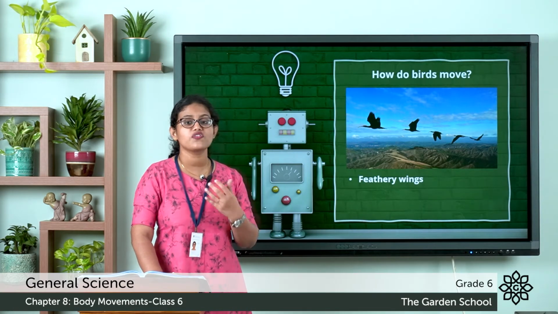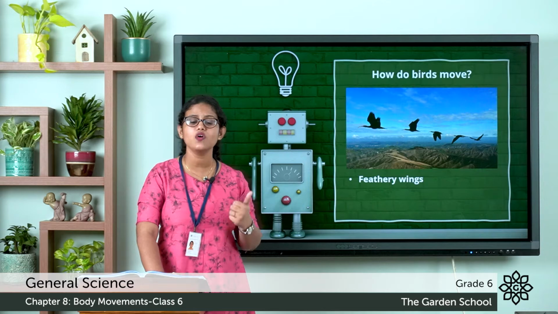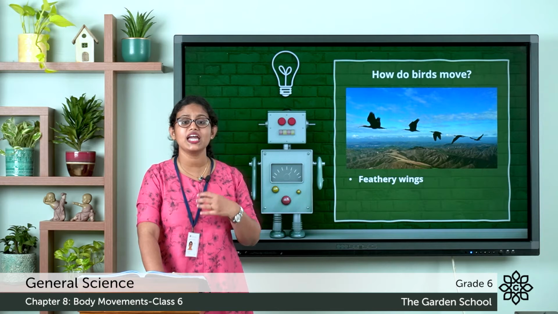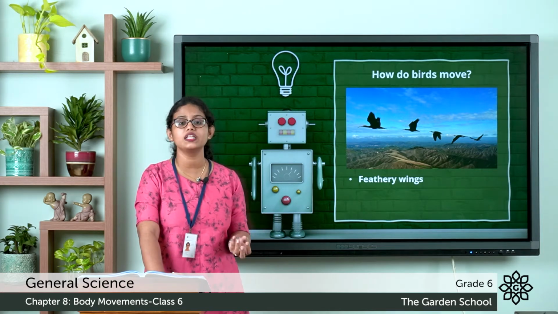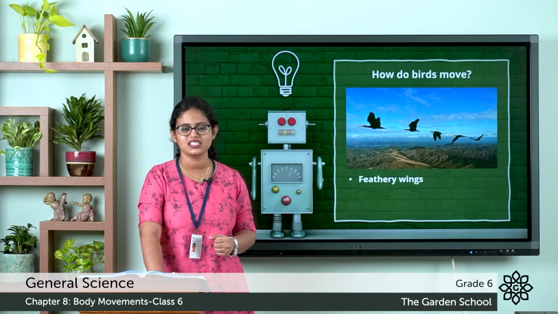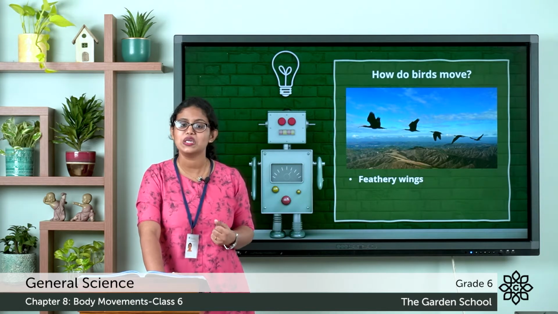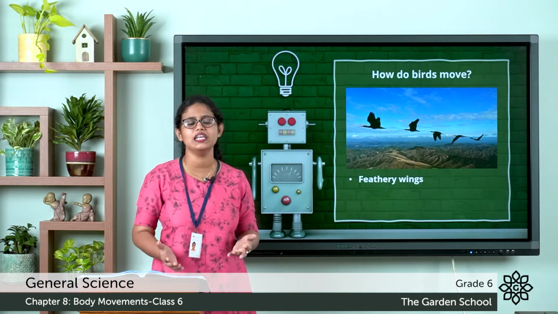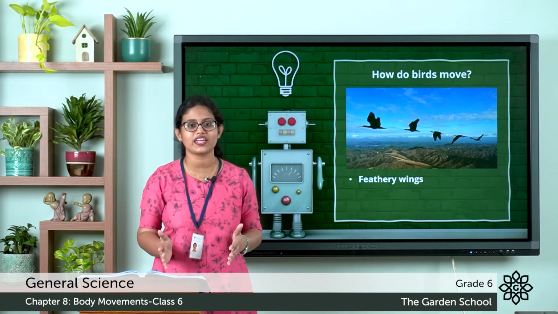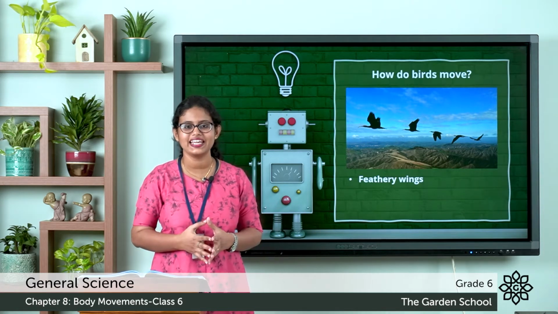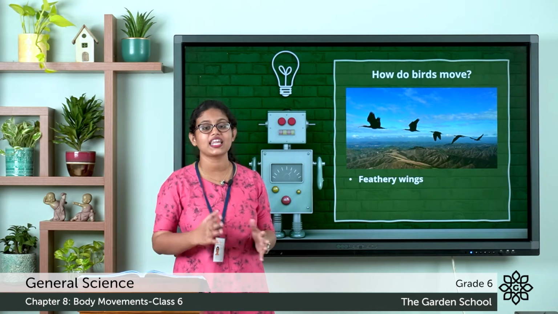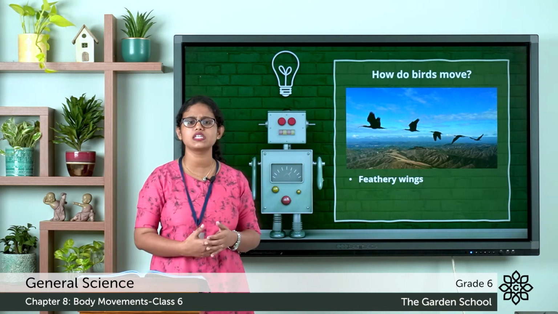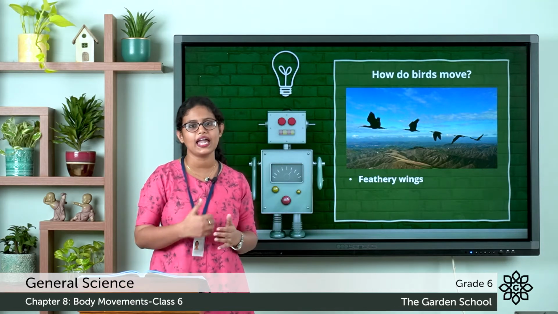The first one is feathery wings. Birds have wings. They fly with the help of their wings. There are birds that cannot fly. We call them flightless birds. So can we all fly like birds? No. Why? Because we don't have wings. We only have limbs, but they are not feathered, so we cannot fly. But these birds have feathery wings that help them to fly easily in the air.